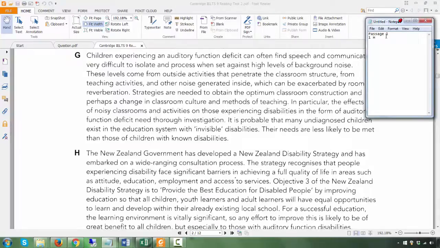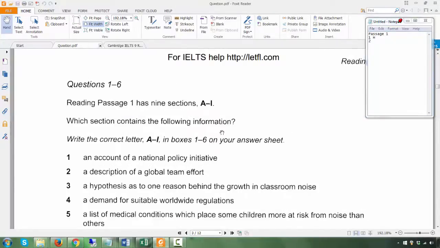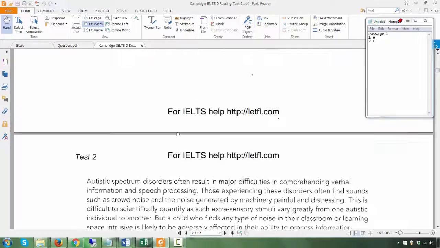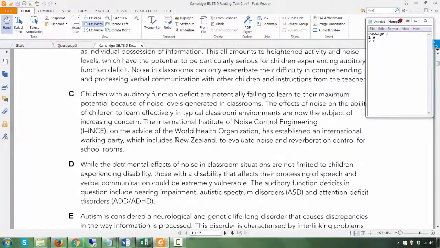Question 2. A description of a global team effort, which will be in C. Where is a description of a global team effort? The text says an international working party has been established. So the team effort, they come together, and global means international. This is an organization, a working party coming together from all over the world.